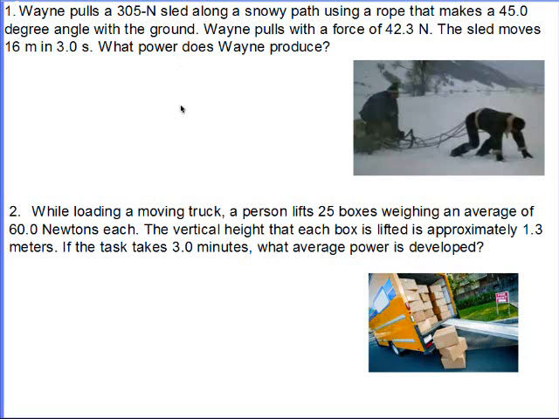So here we have Wayne pulling a 305 Newton sled along a snowy path using a rope that makes a 45-degree angle with the ground. He pulls with a force of 42.3 newtons, and we want to determine, if the sled moves 16 meters in 3 seconds, what power does Wayne produce? So certainly he's doing work on that sled, and the power would just be describing the rate at which he's doing that work. So first thing I'm going to do is use that power is work over time. And I'm going to say, let's use work as force times displacement times the cosine of theta, where theta again is the angle between the force and displacement, and then divide that by time.